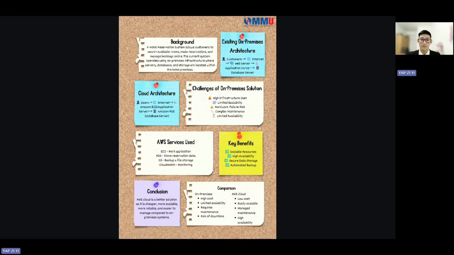Today we will be presenting our project entitled Cloud-Based Hotel Reservation System. I will begin by introducing the background of the system, the existing on-premises architecture, and the challenges faced by the current system. First, let us look at the background of the project.